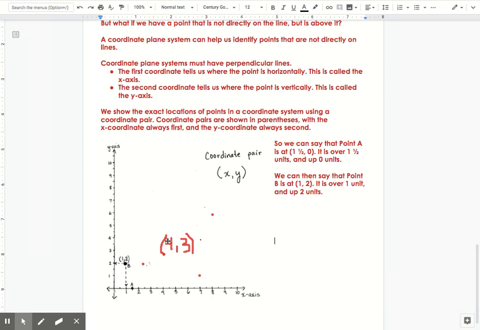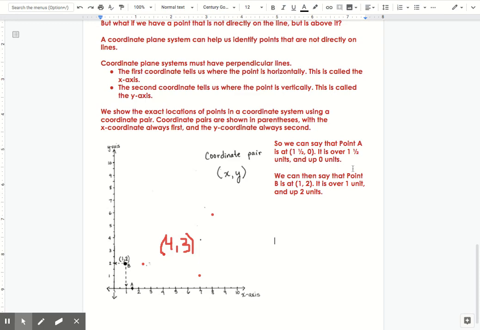The x coordinate is always first. The y coordinate is always second. So x, y. Again, this will make more sense later. And if you have trouble on Are You Ready, don't worry about it. Just come to the Zoom session in the morning or in the afternoon, and we will help you go over it, okay? I will see you on Zoom.